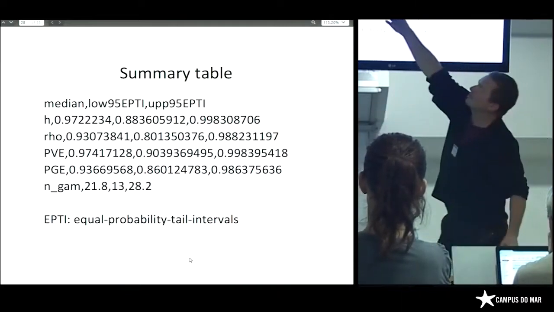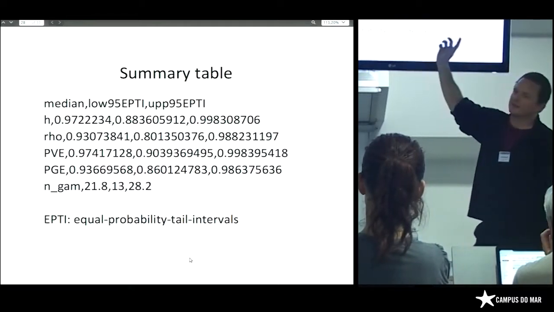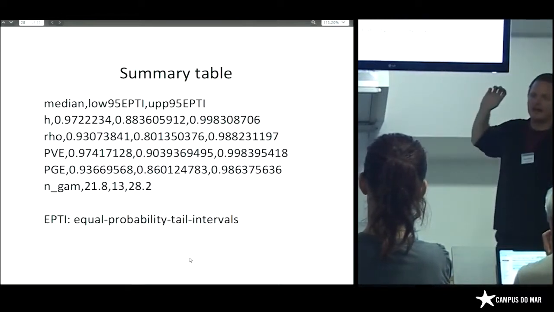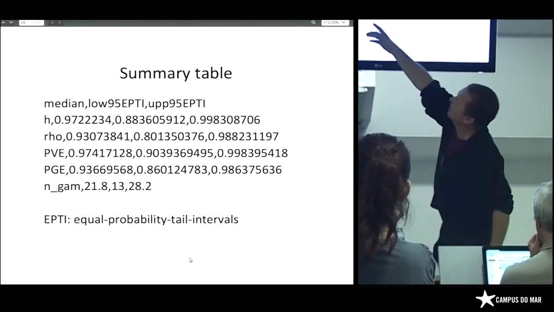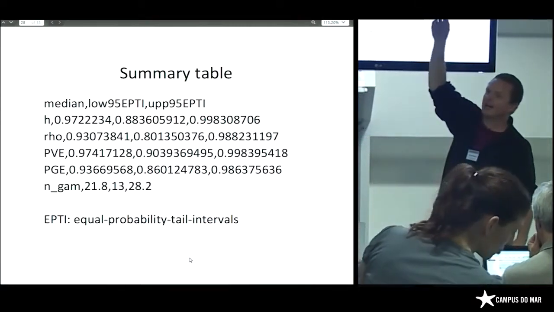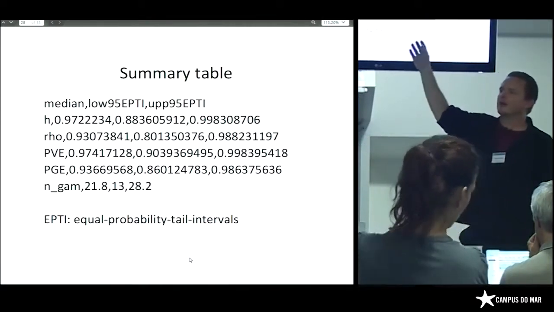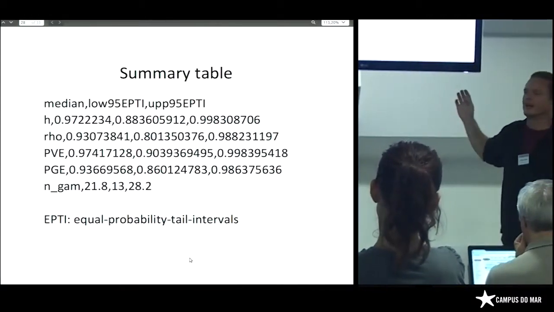And then the next two columns are actually the upper and lower equal probability tail intervals. Okay, so that's just saying what's our 95% credible interval around this estimate. And so in this case, this is saying between 88% and 99% of SNPs have 0 association with our phenotype. Now, I find that difficult to believe.